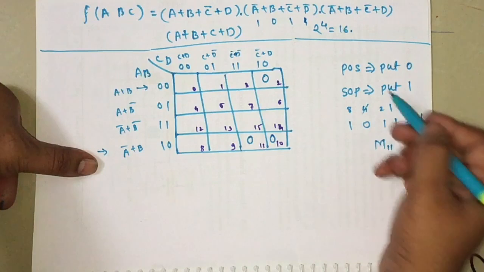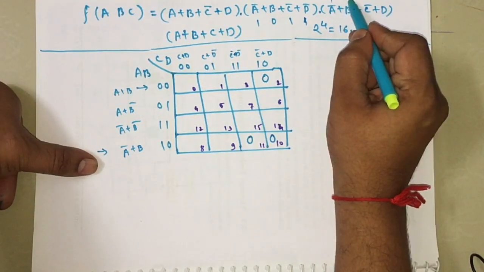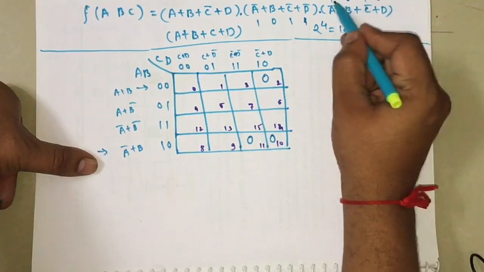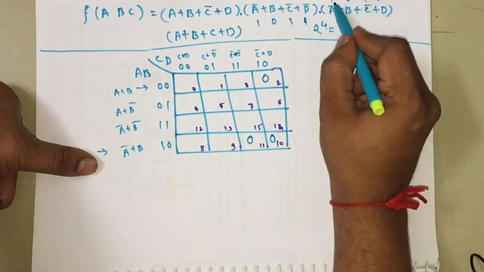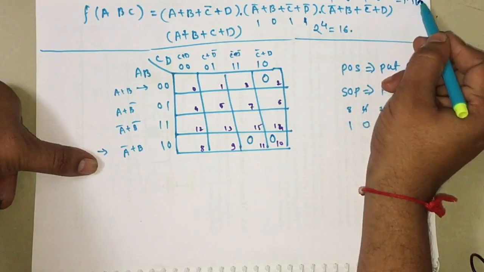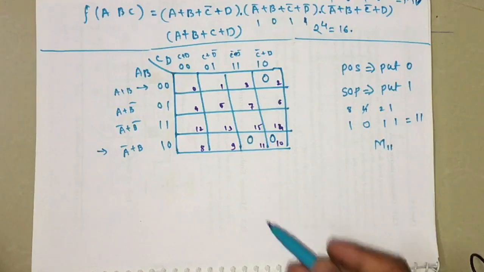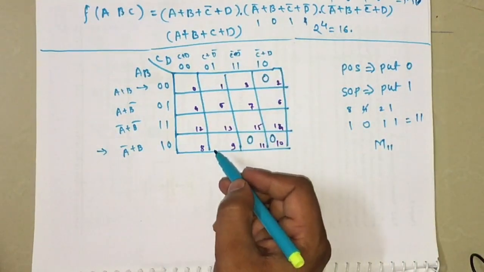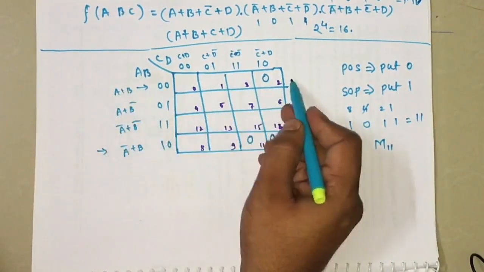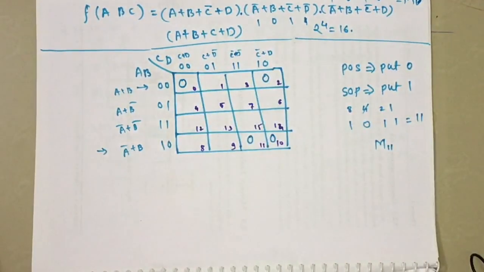M10 term is there, so if we write the values, it is 1 0 1 0, that is 8 plus 2, that is equal to M10. Again the M10 we can put here 0. Okay, A B C D. Okay, A B means this first row, and C D the first column, here we need to put 0.